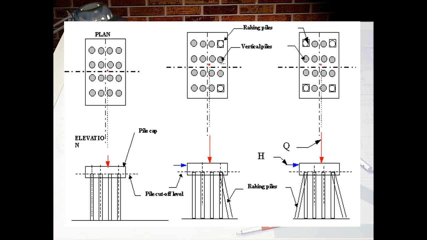So this is the example of the raking pile. So this one is a normal vertical pile. So ini adalah raking pile. Dia akan sengit sikit lah, macam tu, incline, yang boleh resist vertical and horizontal load.